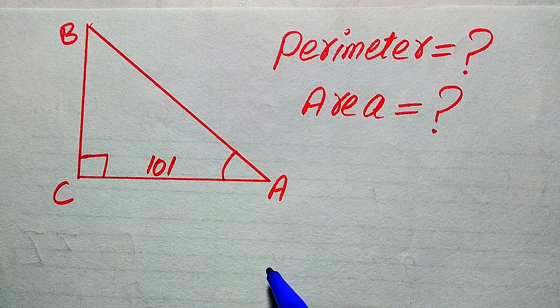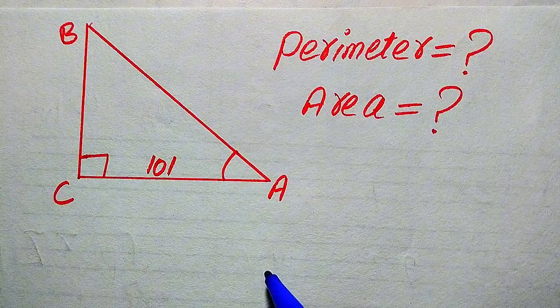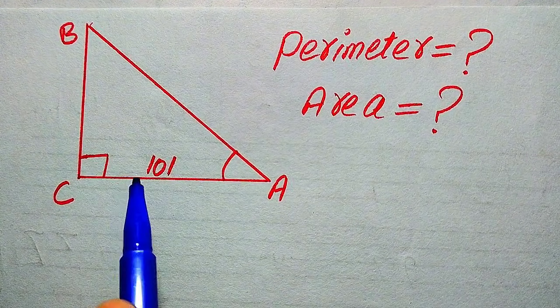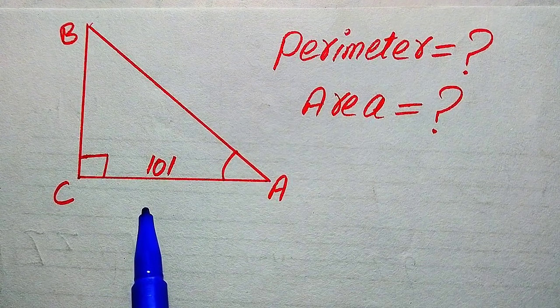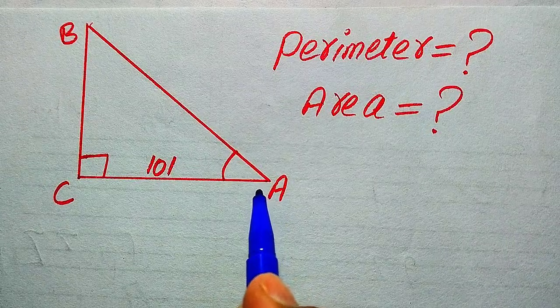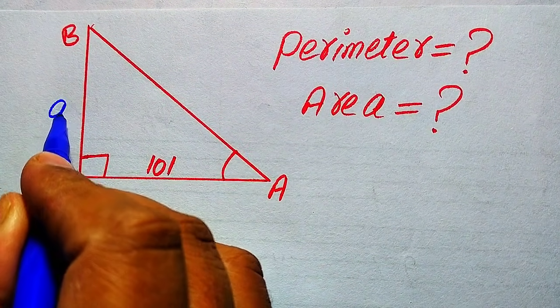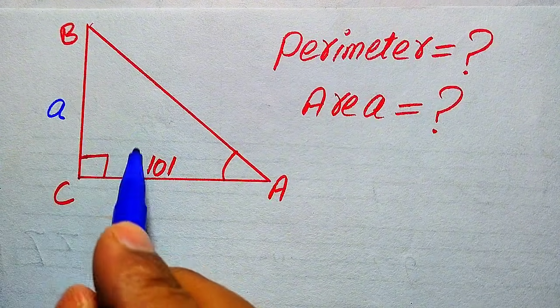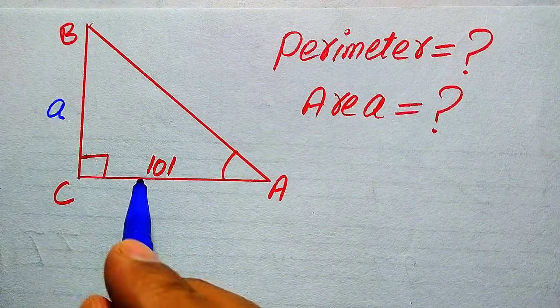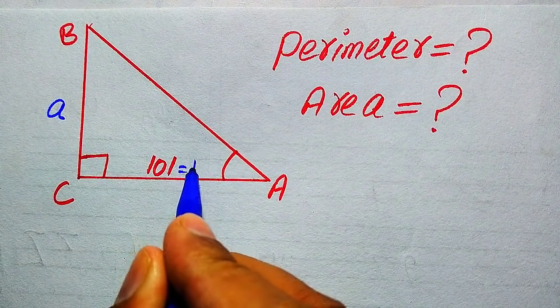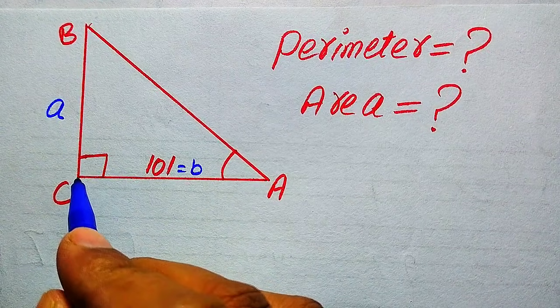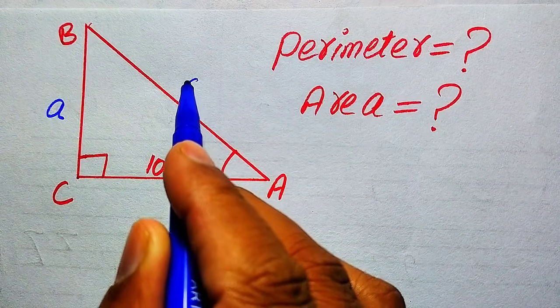Okay, so here first we denote the other unknown sides' lengths. You see that the side opposite to the capital A vertex is denoted by small a, the side opposite to the capital B vertex is denoted by small b, and the side opposite to the C vertex is denoted by small c.